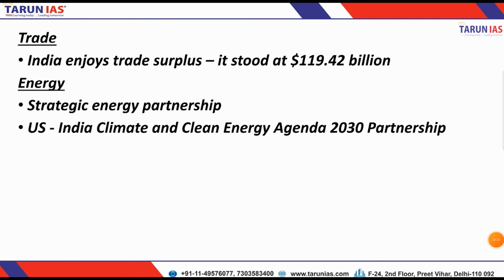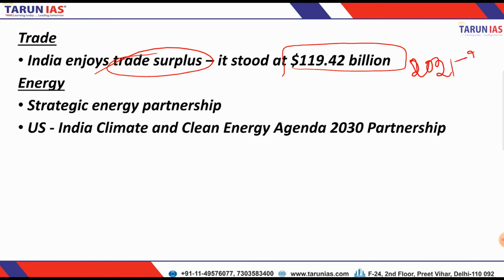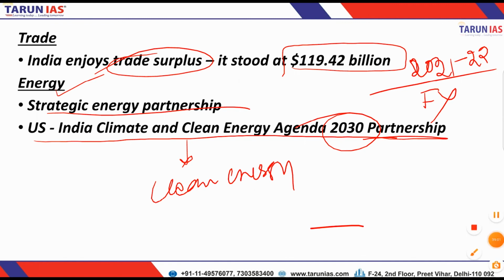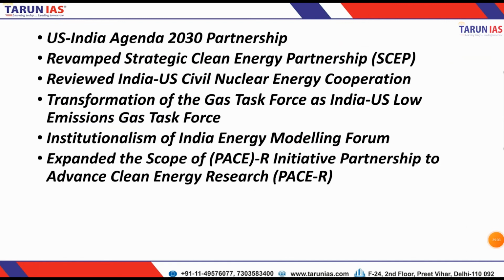India also enjoys a trade surplus with the US, which stands at 119.42 billion US dollars in the 2021-2022 financial year. In terms of strategy, India and the US share a strategic energy partnership. It has the United States-India Climate and Clean Energy Agenda 2030 Partnership, which is going to promote clean energy via science and technology. So let's look at some of the initiatives under the 2030 partnership.